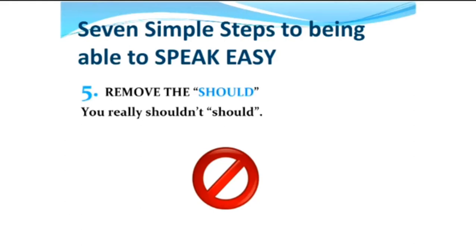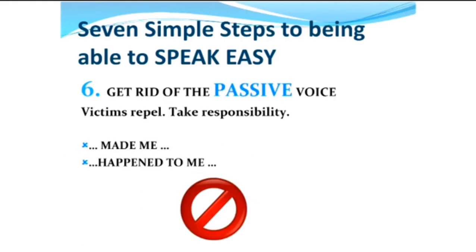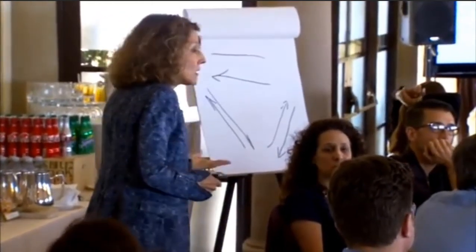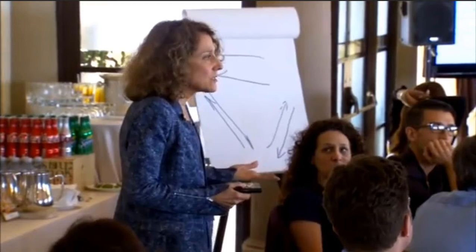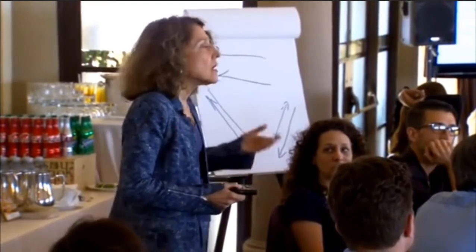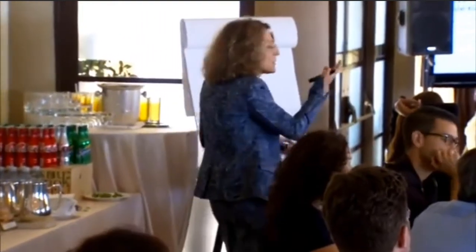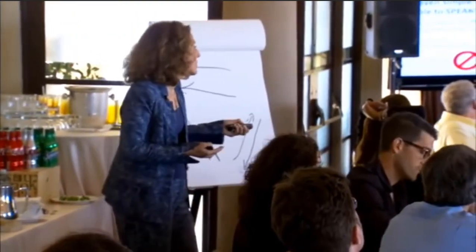Get rid of the "should." We talked about that. Get rid of the passive voice. Often you say, "So-and-so made me do this," or "This is what happened to me," or "I had to do something." Rather than saying you had to do something, say "I wanted to." This is really important. There are much better ways than passive voice. And of course, "happened to me" is victim language, and you want to avoid victim language.